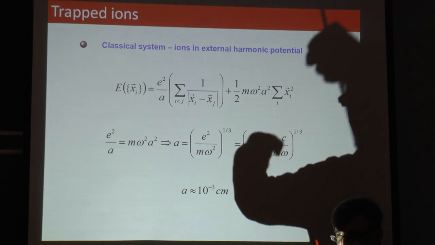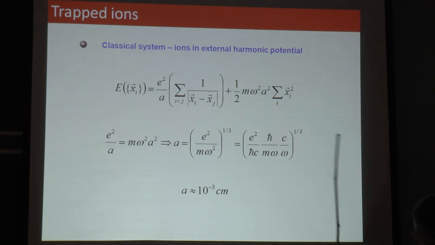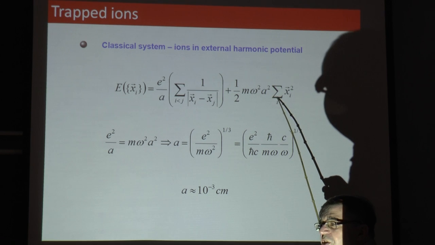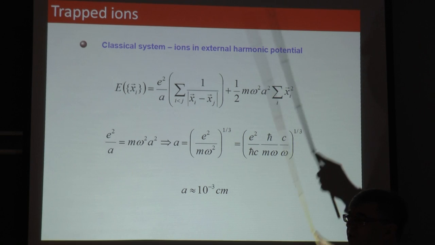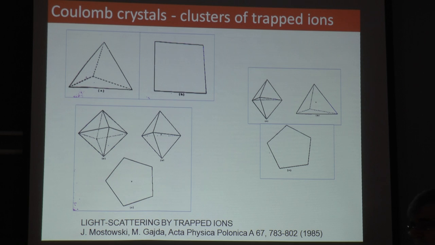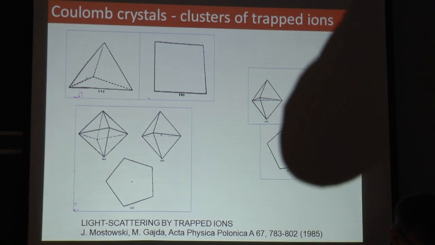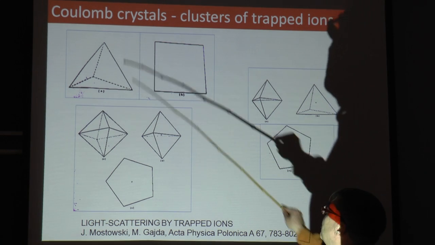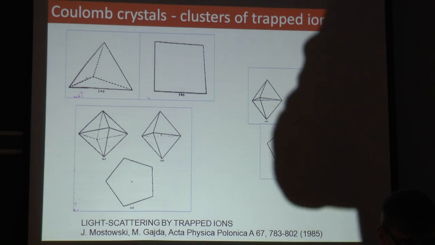So there is some extremum somewhere, and these are called Coulomb crystals, which are configurations which minimize the energy. This is Coulomb energy and this is harmonic oscillator energy. So we've been looking with Jasi Mostowski for such configurations. This is the paper which was published 30 years ago in Acta Physica Polonica, where we predicted how these ion structures look like.